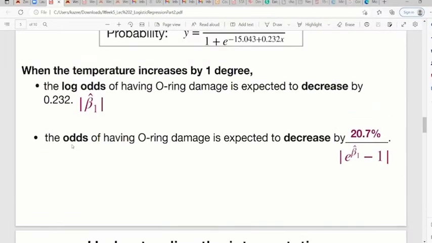But let me tell you this. Anytime you want to interpret, don't forget the takeaway. For log odds, you do this. Please take notes. For log odds, it's going to be the absolute value of beta 1. And don't forget, it was negative before, it's just going to be in a positive way. So the log odds of having no ring damage is expected to decrease by 0.232, and the odds of having no ring damage is expected to decrease by 20.7%. So is there anyone who needs clarification on that?